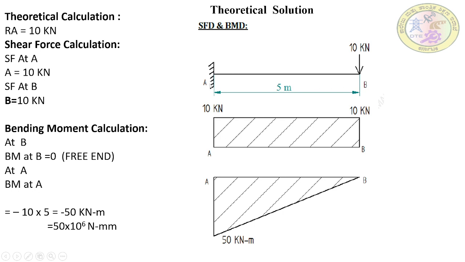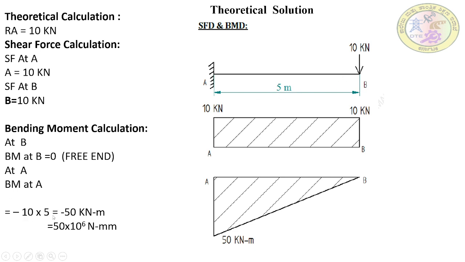For the bending moment at A, we have to calculate what loads are acting till A. We have only one point load acting at B, which is at a distance of 5 meter from point A. The bending moment is multiplication of load into distance. So the bending moment at A is load into distance. The load is 10 kilonewton. The distance of this load from point A is 5 meters. So the bending moment will become 10 into 5.